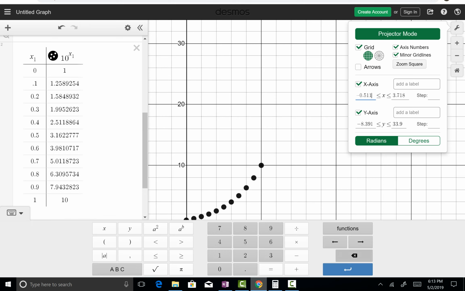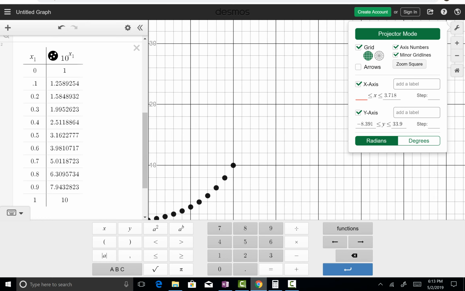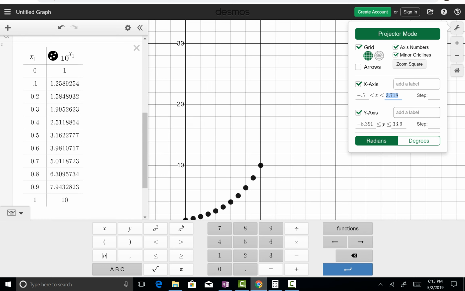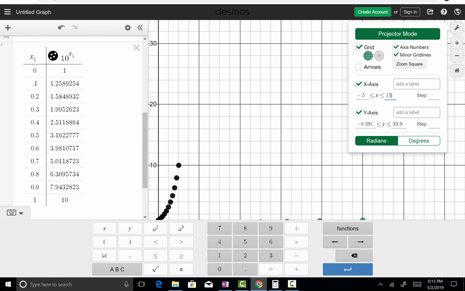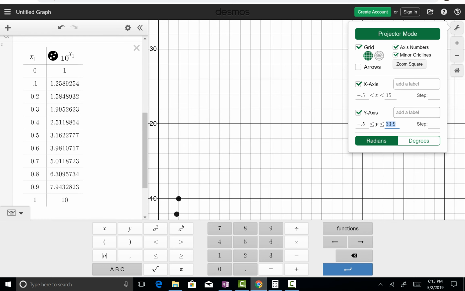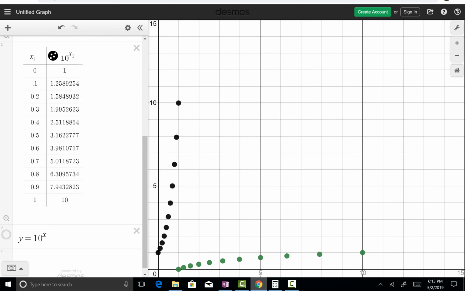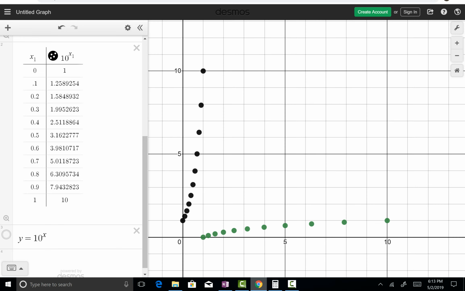So now, again, I'll make my x-axis, let's go like a negative 0.5, and let's go to 15. And we want the same thing here. And I can always change this to something else that I want. Okay, so let's see what we got. I like that one pretty well. So that gives me a pretty good view of what these graphs look like.